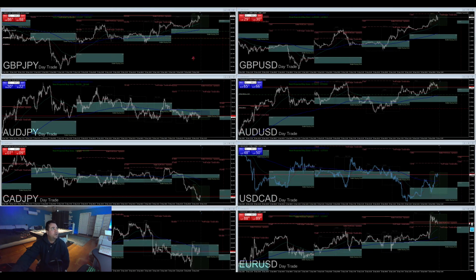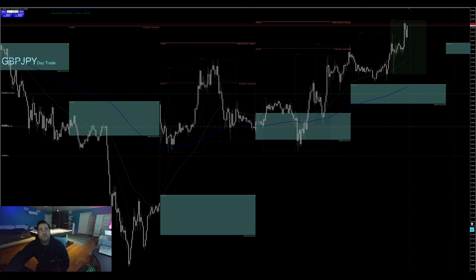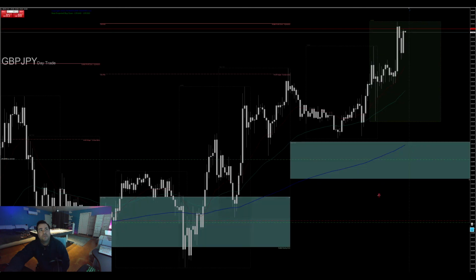Yeah, we're getting a decent move on the pound yen right now. Pound yen being the crypto of Forex. Most volatile Forex currency pair. Kind of looks a little bit like Bitcoin right now. Has the same tails at the end of it. Right here.